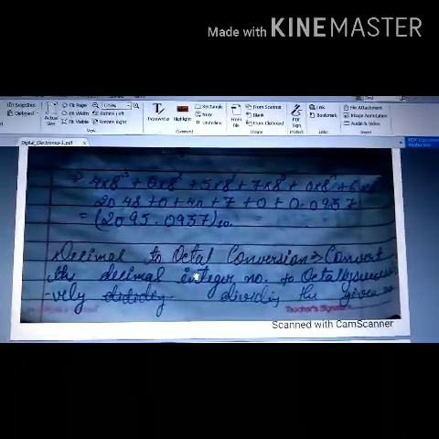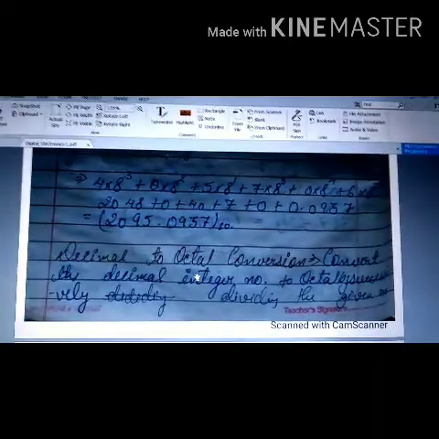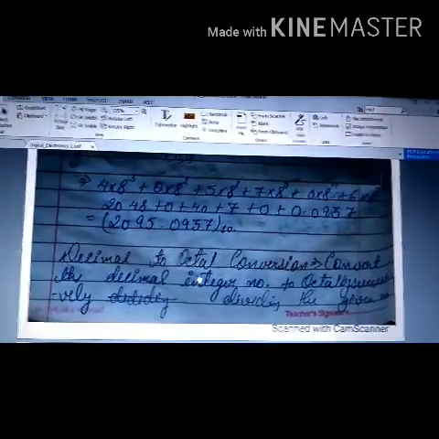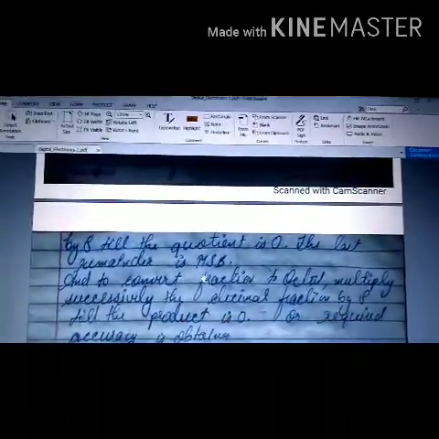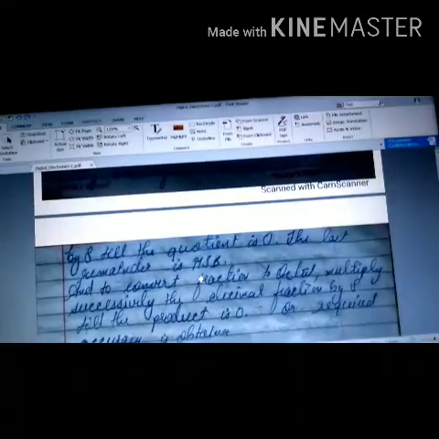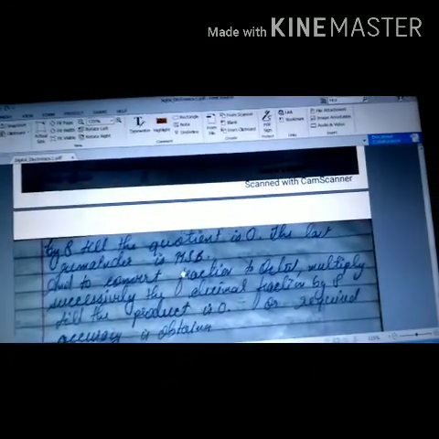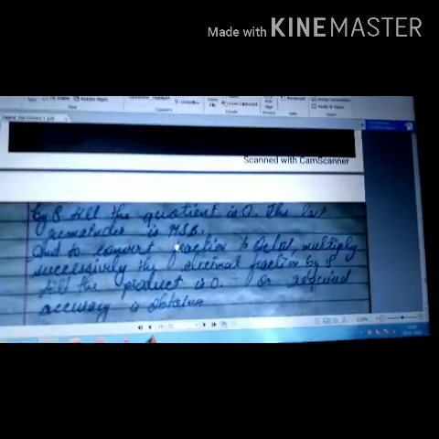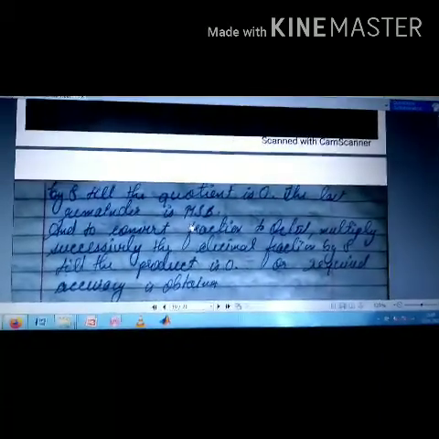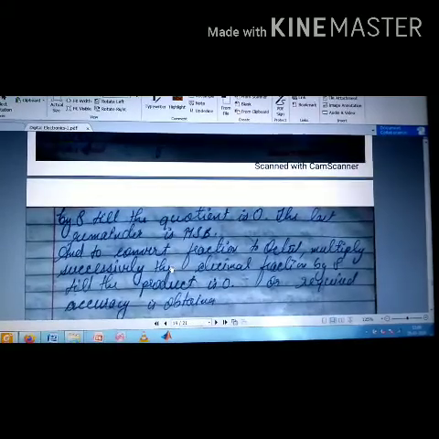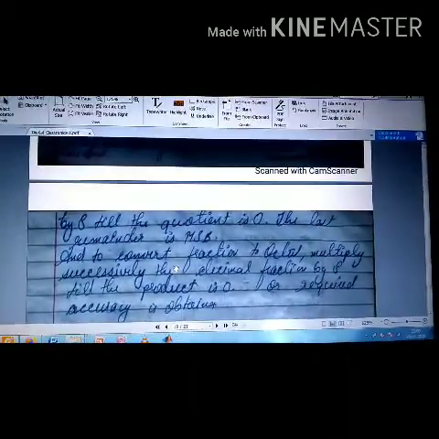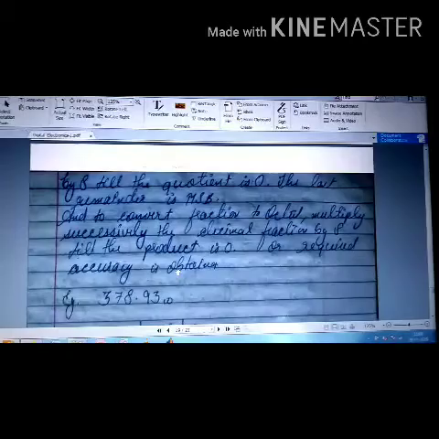Convert the decimal integer number to an octal number by successive division by 8 till the quotient is 0. So it is very similar to the double dabble method, just the difference is that in the double dabble method we were dividing by 2, here we have to divide by 8. And convert the fraction part to octal by multiplying successive decimal fractions by 8 and noting the integer part of the product till the product is 0 or the required accuracy is obtained.